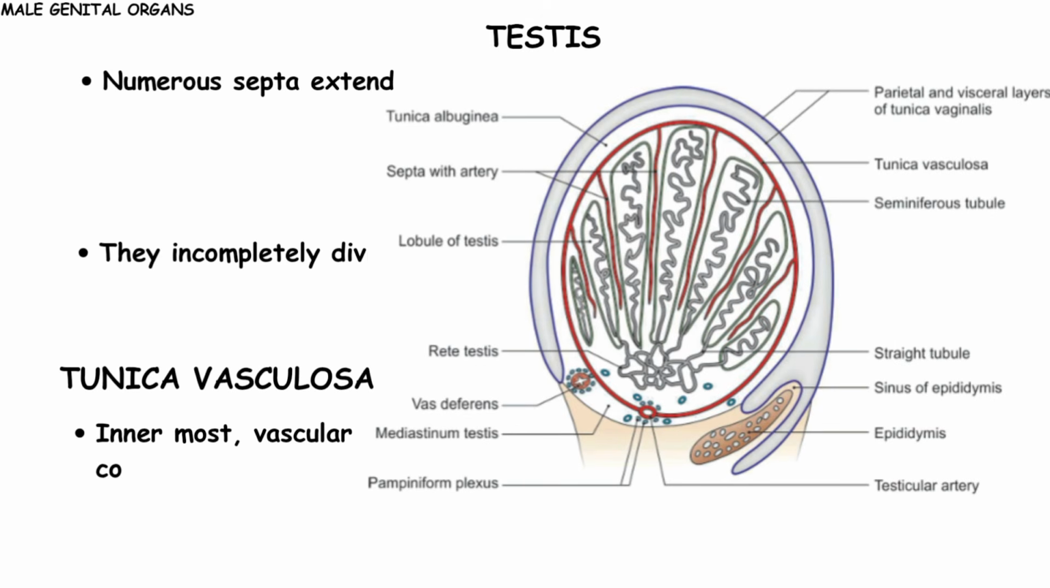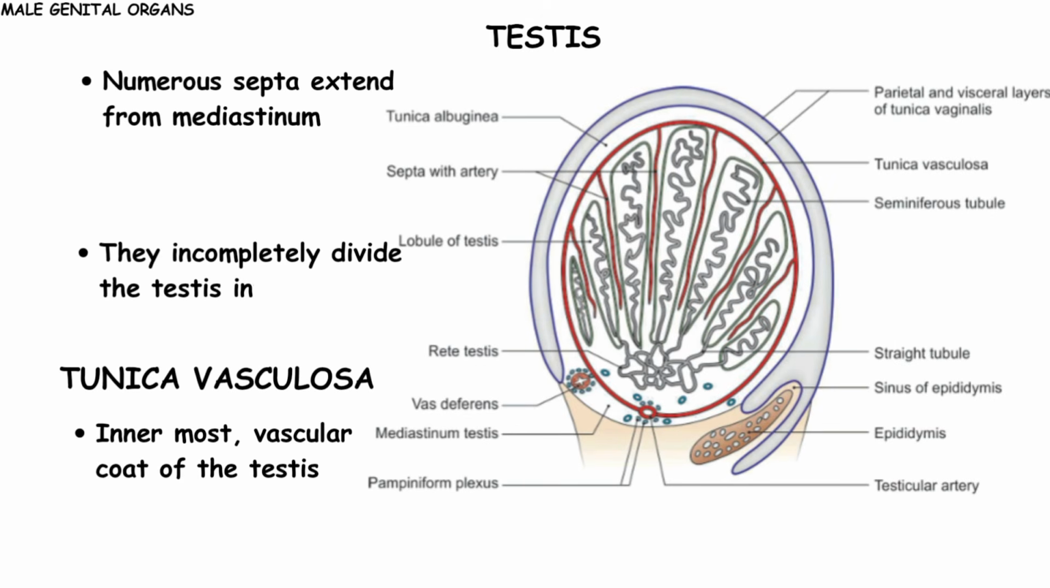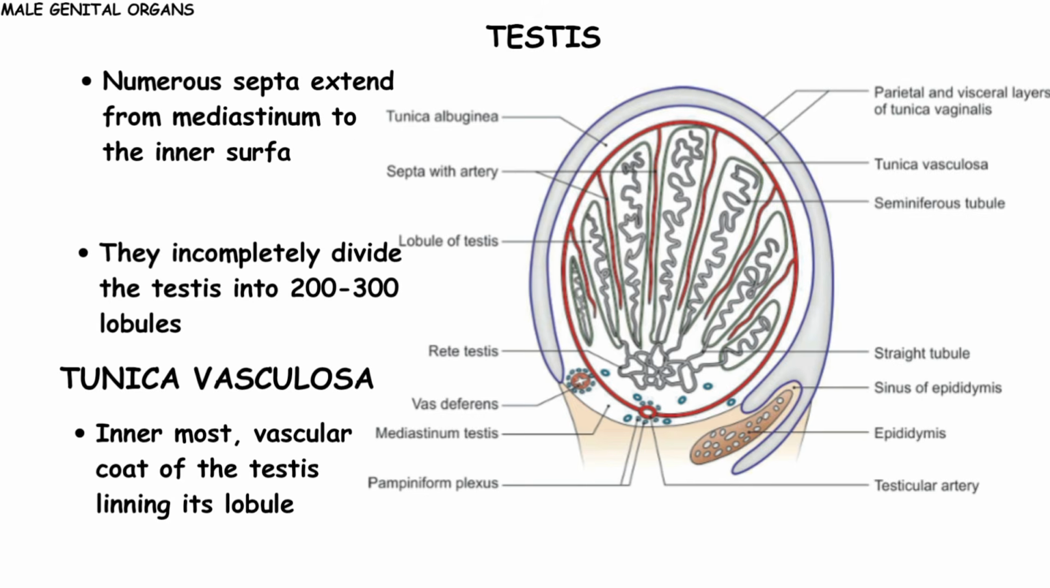Numerous septa extend from the mediastinum to the inner surface of the tunica albuginea. They incompletely divide the testis into 200 to 300 lobules. Tunica vasculosa. Innermost vascular coat of the testis, lining its lobules.